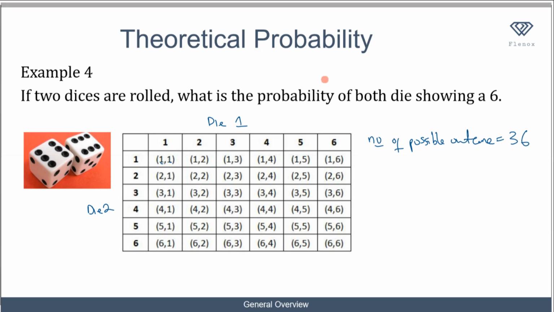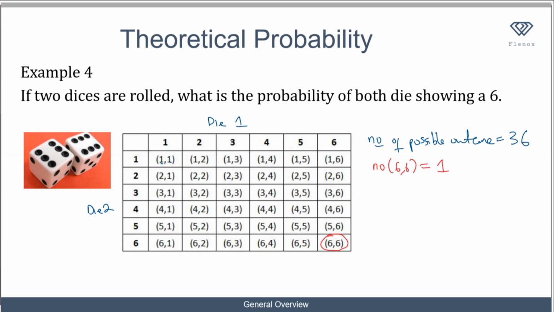So now, out of all these possible outcomes, which of them has a result of showing just double 6? You can see that showing of double 6 only occurs here, and it only appears once. So the number of having double 6 is what? 1.